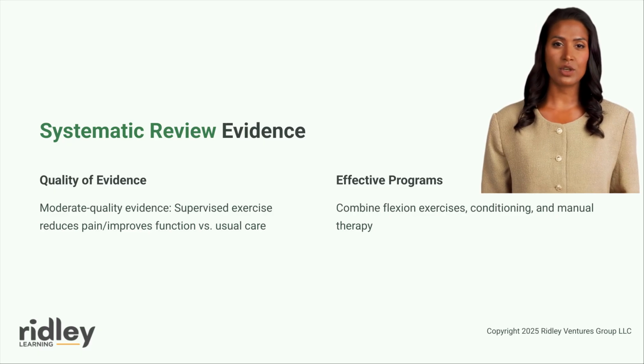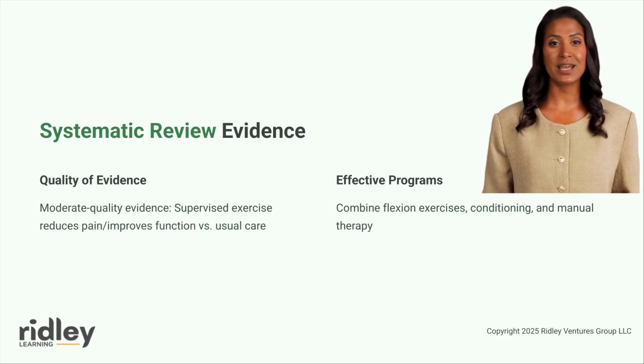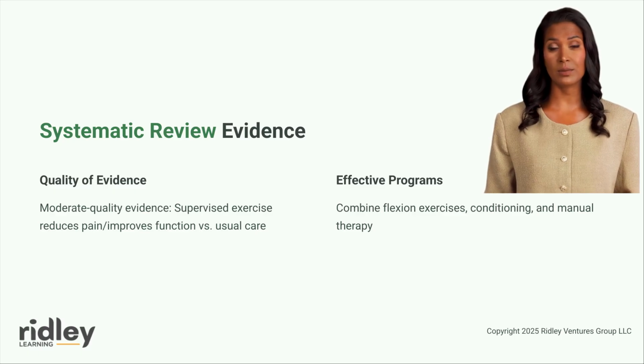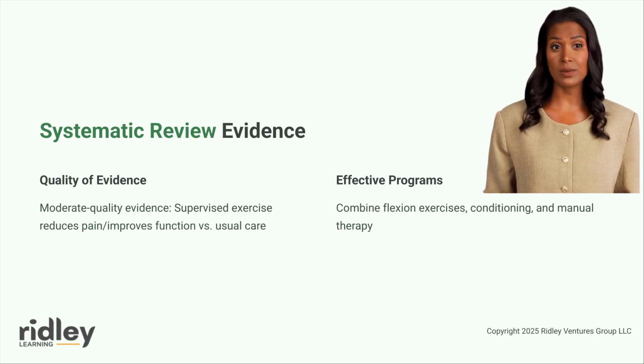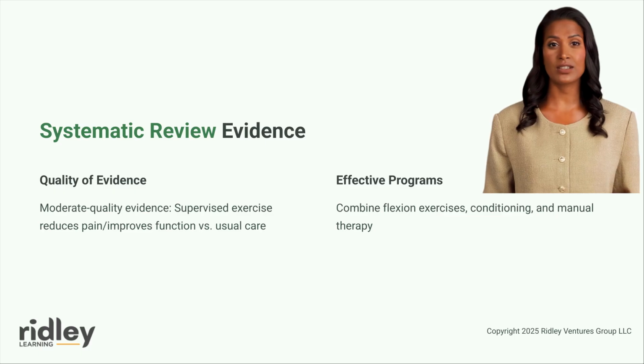A systematic review by Comer and colleagues specifically examined the components of exercise interventions for lumbar spinal stenosis across published clinical trials. This analysis identified considerable heterogeneity in intervention design but found that effective programs typically incorporated flexion-based exercises, general conditioning, and manual therapy components. The review emphasized the need for standardized reporting of intervention parameters to facilitate clinical translation and replication of research findings.